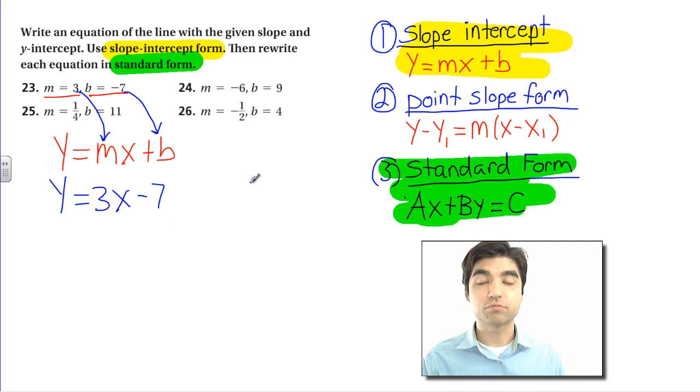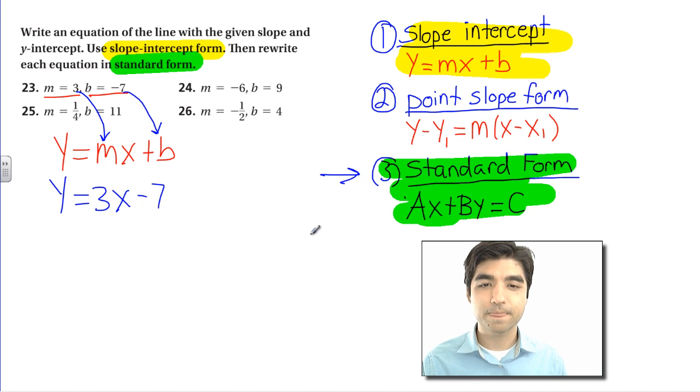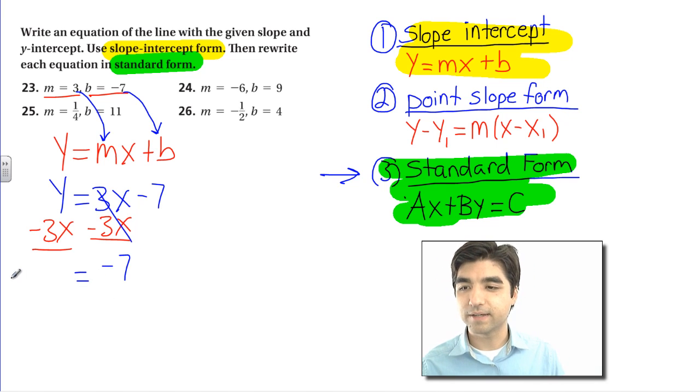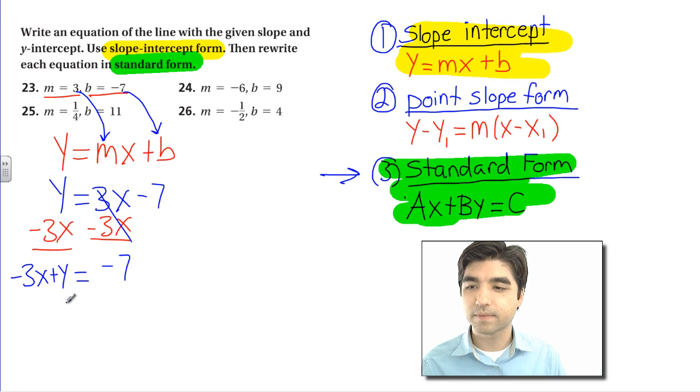And then it wants us to rewrite it in standard form. So standard form is this thing right here. So notice that the x and the y's are on the same side. So we need to move the x to the left-hand side. So we need to minus 3x from both sides. And the x's cancel out there, and we just have -7. And then on the left-hand side, we have -3x plus y.